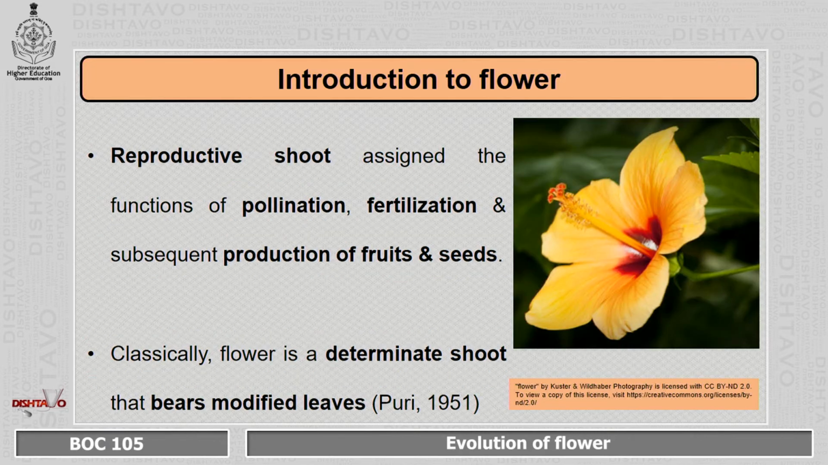Introduction to flower. It is a reproductive shoot which is assigned for pollination, fertilization and subsequent production of fruits and seed. Classically, we can also call flower as determinate shoot which bears modified leaves.